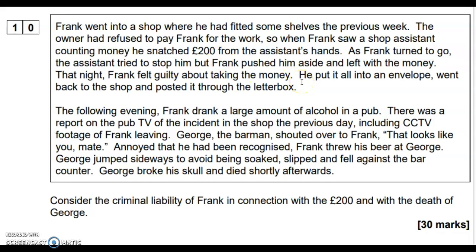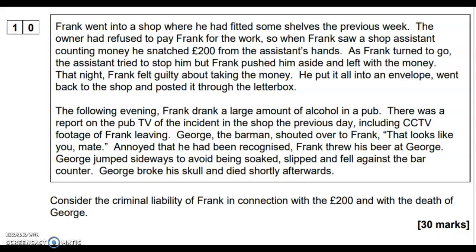So clearly, we've got an appropriation of property to meet the actus reus of theft. However, the facts here say that the owner earlier on in the week had refused to pay Frank for the work. So Frank is taking £200 from the assistant, suggesting that Frank thinks he has a legal right to the money because he's owed money by the shopkeeper.